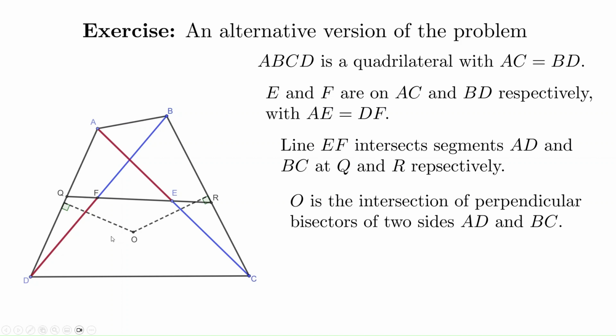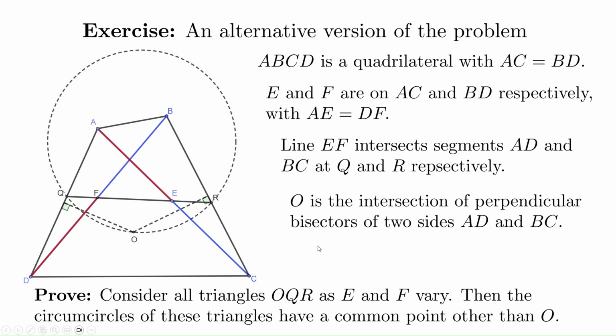O is the intersection of perpendicular bisectors of two sides AD and BC. Consider all triangles OQR as E and F vary. The circumcircles of this triangle have a common point other than O. Identify this point and prove it.